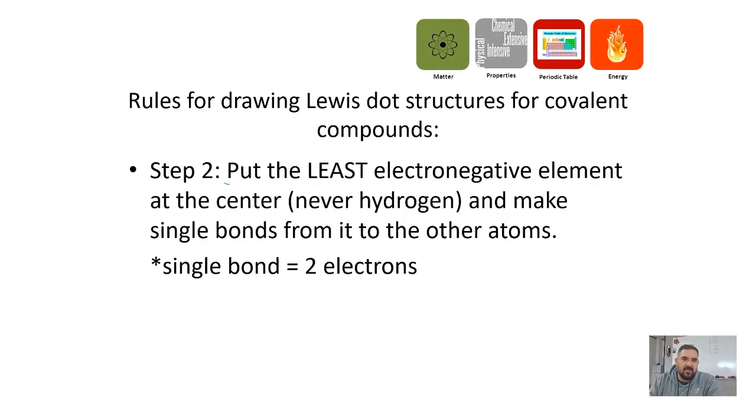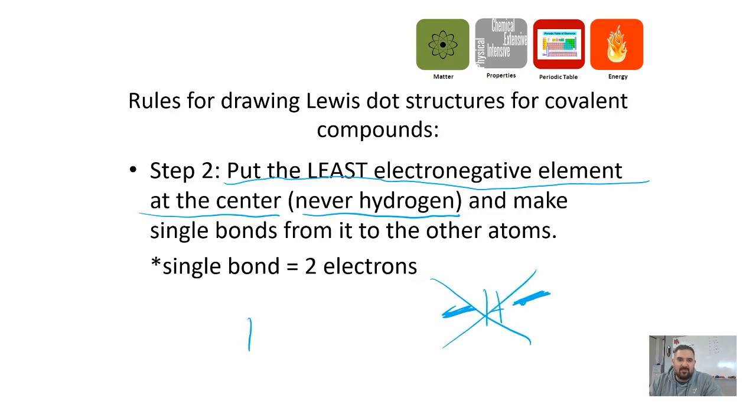Second step is we're going to put the least electronegative element in the center. It says never hydrogen, so hydrogens never go in the middle. The reason for that is hydrogens only need 1 electron, which means they can only make 1 bond. The way I describe this to my students in class is hydrogen is your one-armed friend, and it can never have 2 bonds. So it doesn't have 2 arms. It can never look like this. Hydrogen's always going to look like that. It's only got 1 bond connected to it. So we can never put it in the middle because it can only bond to one thing. And you want to make single bonds from it to the other atoms.